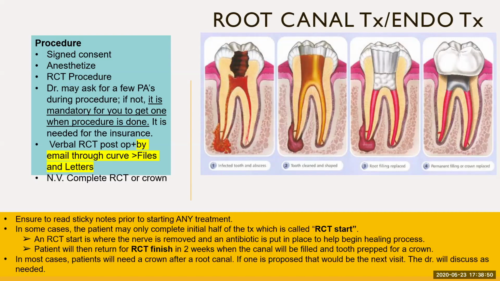So the procedure for a root canal treatment begins with a signed consent from the patient. The doctor then anesthetizes the patient and begins the RCT procedure. The doctor may ask you for a few PAs during the procedure. However, if he doesn't, it is important and mandatory for you to get one X-ray when the procedure is completed. This is called a post-op RCT X-ray and is required for the insurance.